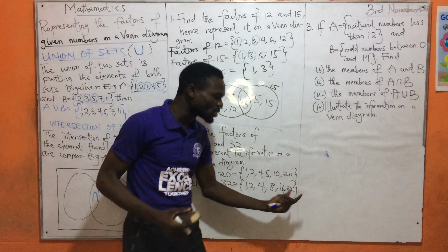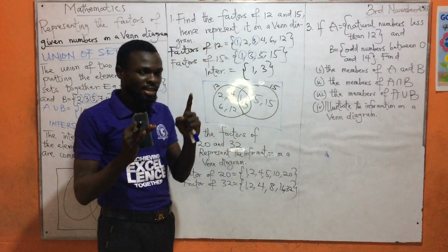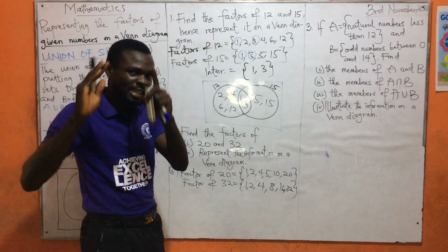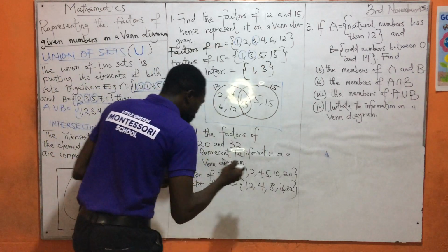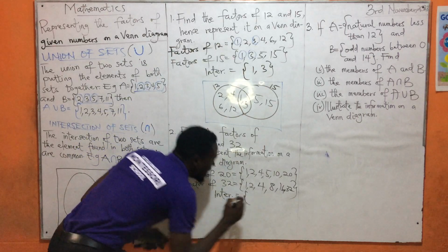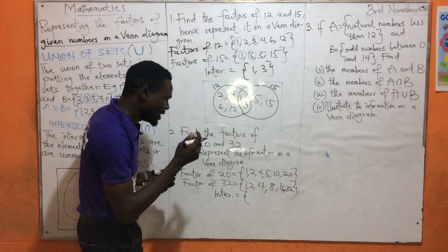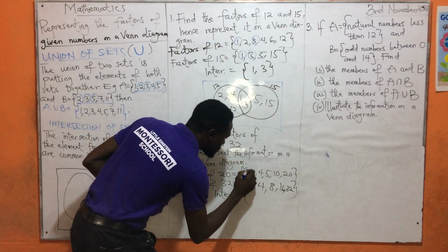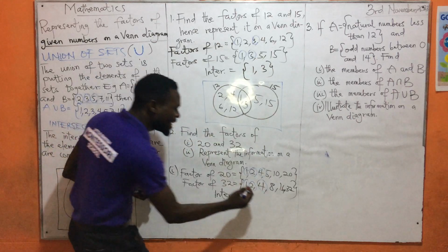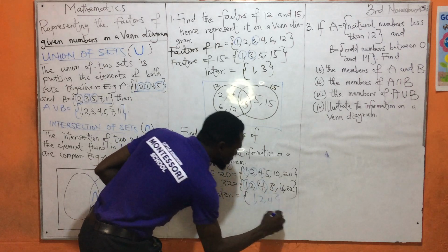Now that we know the factors, now that we've listed the correct factors of 32, then we have to get the intersection of the numbers. That means what can be seen in 20 and can also be seen in 32. So we have 1, we have 2, we have 4. So these are the numbers. So that gives you the intersection as 1, 2, and 4.